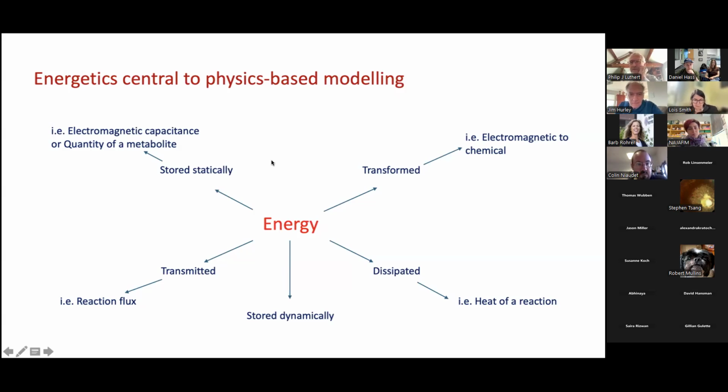It can be transformed. So it can be transformed between electrical energy, or chemical energy in a mitochondria, for instance. It can be transmitted. So for us, that would be down reaction flux. Storage dynamically relates to inertia and inductance, not so relevant for us. Also relevant to us, but sometimes forgotten, is that energy can be dissipated as heat. And of course, at the back of the eye, that may be quite an issue.